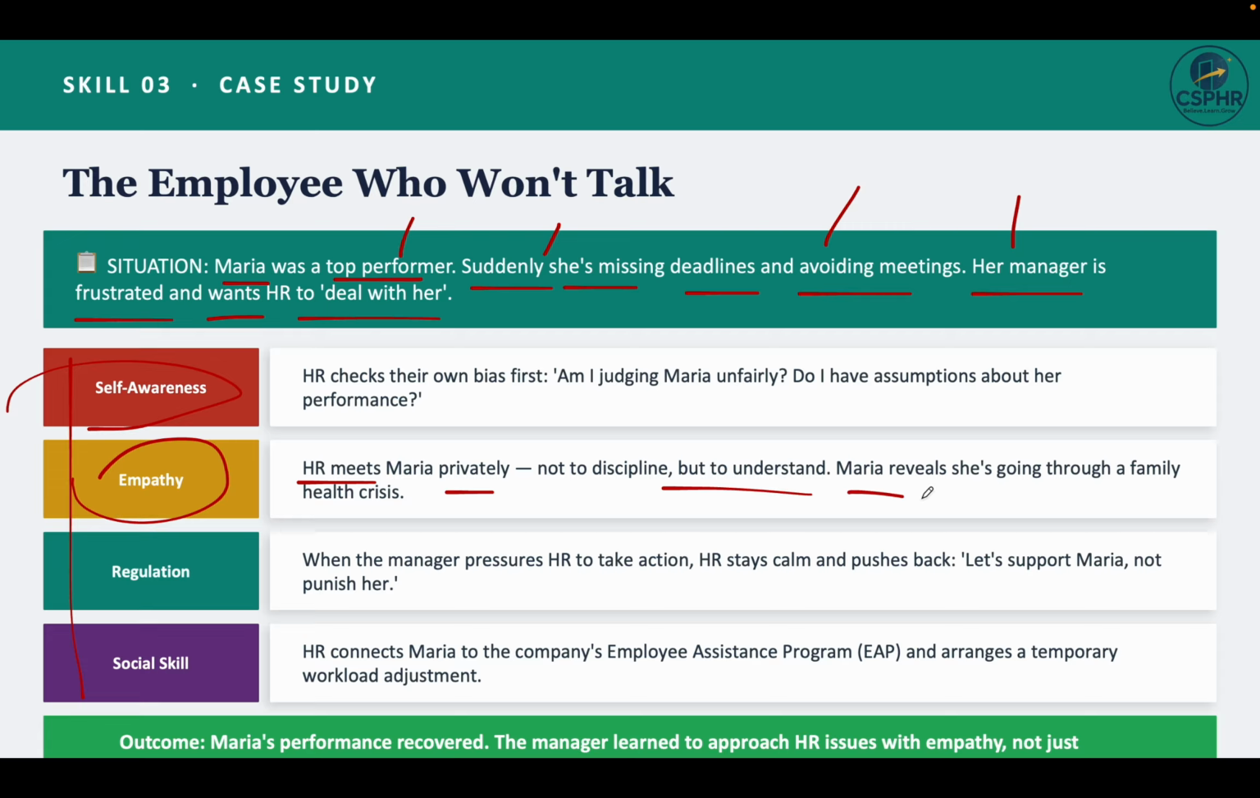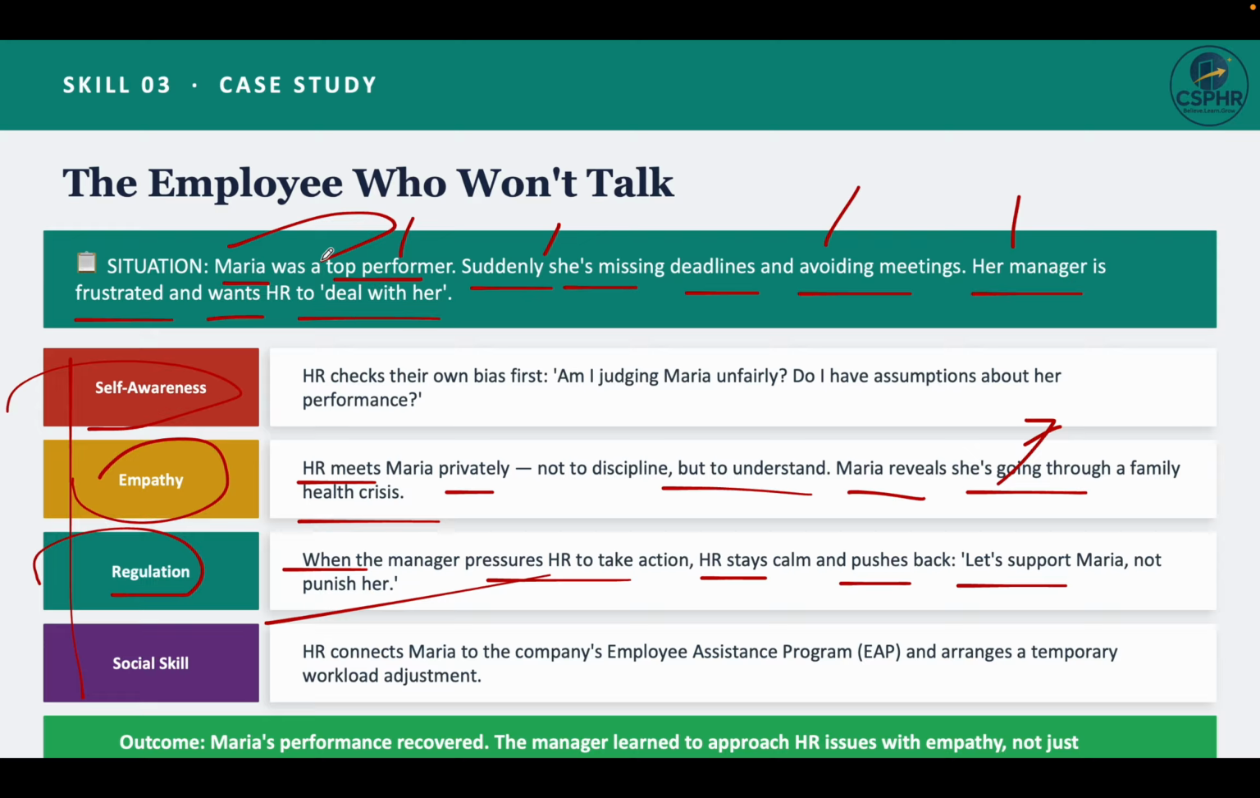So Maria reveals she is going through a family health crisis. This is the actual reason she is not able to meet the deadline. Then regulation. When the manager pressures, HR should stay calm and push back. Then tell the reporting manager, let's support Maria, not punish her, because she already has a good record.